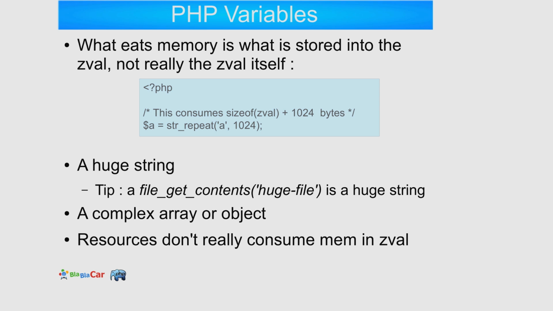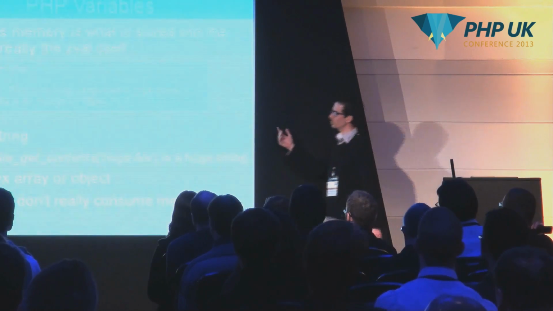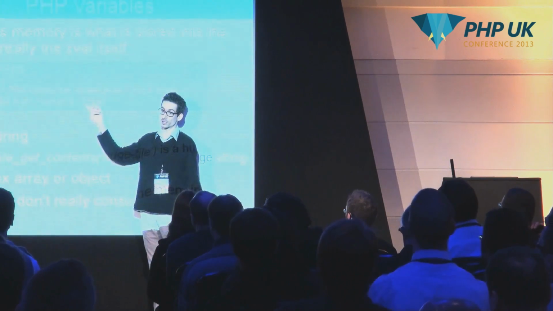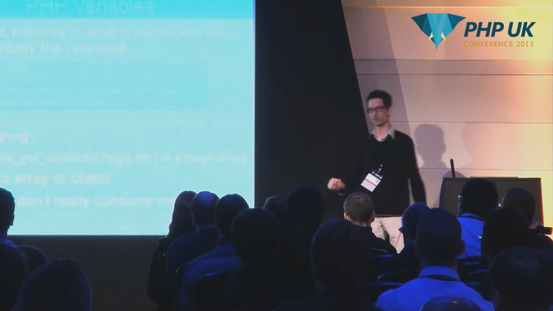For example, if you store 1024 characters in $A, then you will consume the size of a zval, plus the size of 1024 bytes, sorry, for your $A variable. So a huge string can consume, it's easy to compute for strings, it's just counting characters, at least when we don't talk about Unicode.